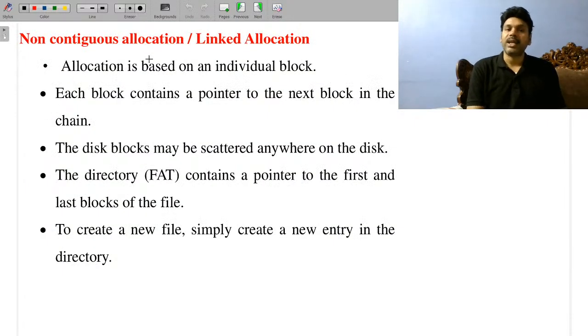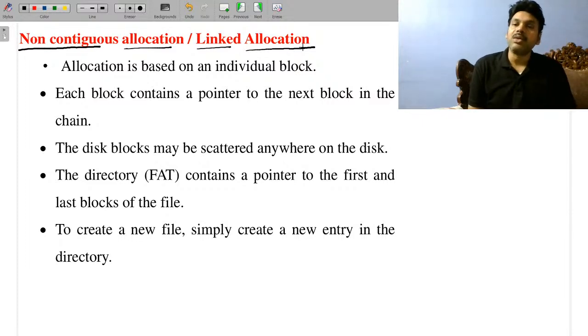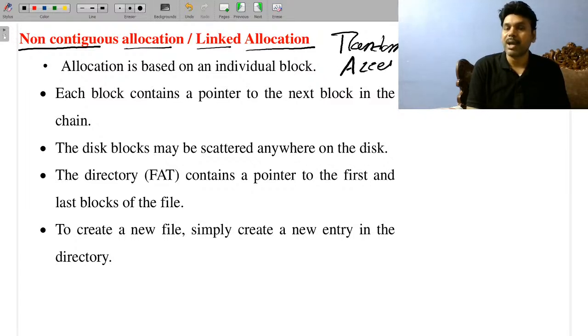Now we have the second variety of file system, called non-contiguous allocation. When you are talking about non-contiguous allocation, here the disk blocks may not be available uniformly. The operating system can scatter all your data belonging to secondary memory anywhere wherever space is available. That's why it is also called random access, or heap access.